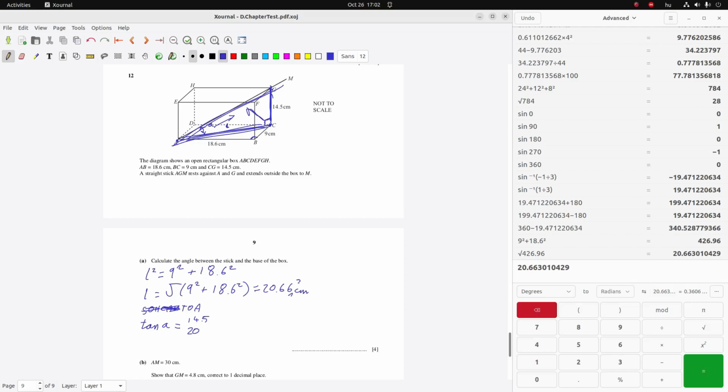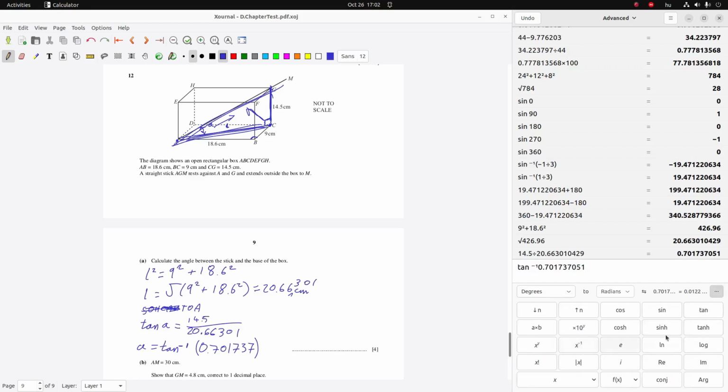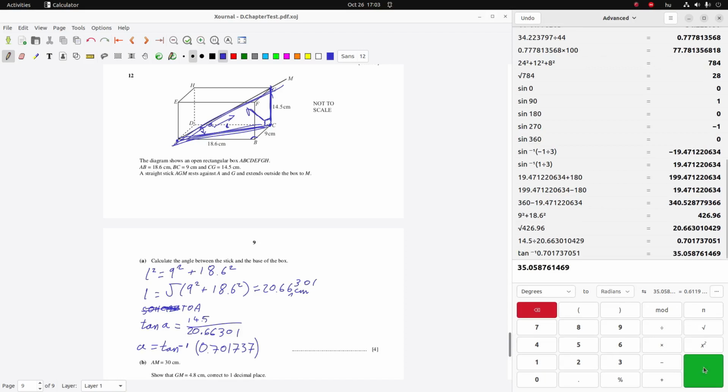Let's put some more. So we get A is equal to the tan inverse of 0.701737, which is equal to 35.1 degrees.